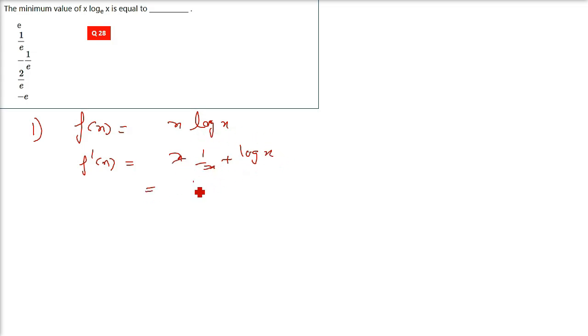Now this question: the minimum value of x log x is equal to. Those who have already done this, since we have done this question, for the sake of completion, as I was suggesting, f(x) is equal to x log x. We will differentiate this. The differentiation of x log x is x times 1 by x plus log x, which is 1, so it will be 1 plus log x.